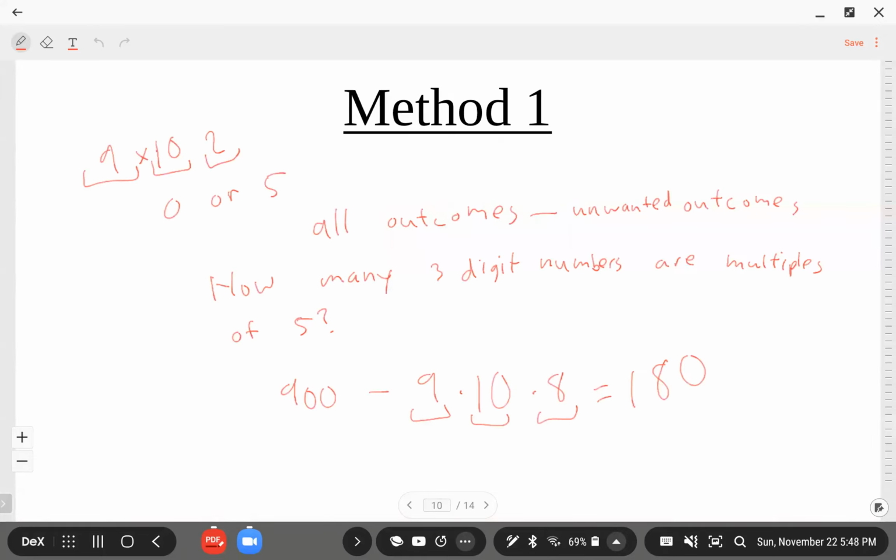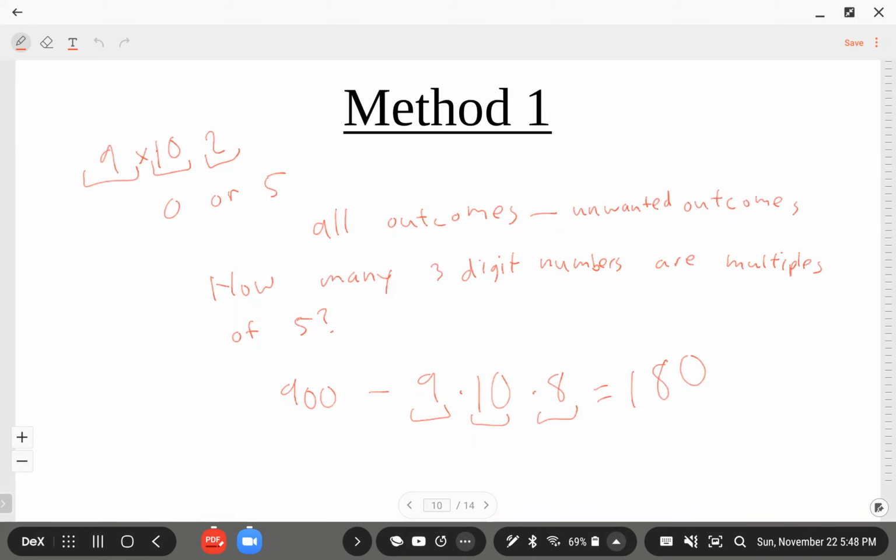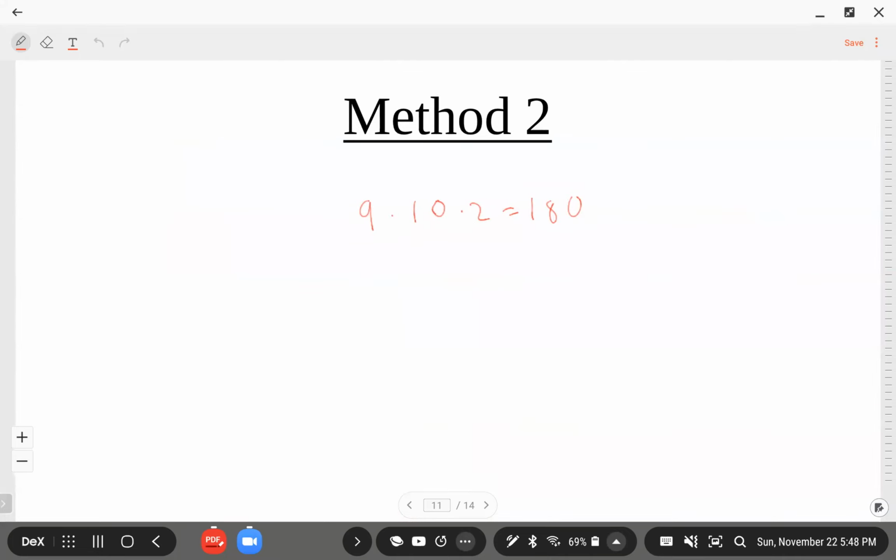But if these wanted outcomes are too great, like you have 2 or 3 or 4 possible outcomes, you have a lot of possible outcomes, then you might want to use the exclusion method because it will be much more efficient. But in this case, we only have 2 outcomes for the last digit that make these 3-digit numbers multiples of 5. So that is case by case.